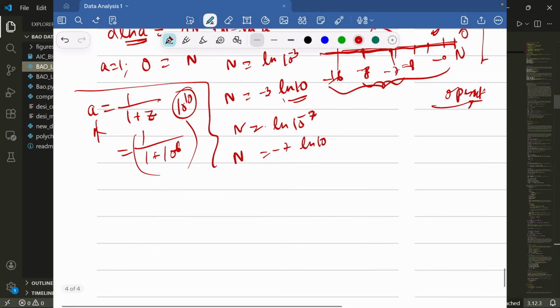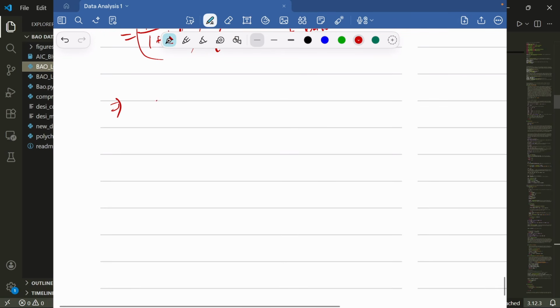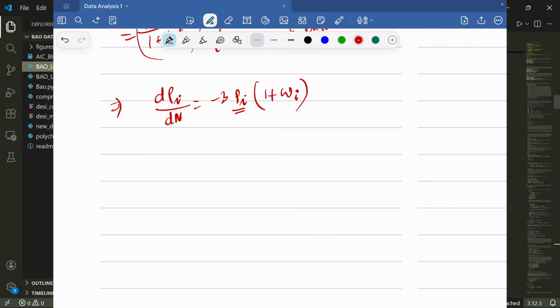What is my structure? My structure is d rho_i over dN is equal to minus 3 rho_i (1 plus omega_i). Now you may say that, oh, I can just divide by rho_i and I will find the solution. I am not going to do it in that way. Why? Omega_i is a constant, then you can do it. But what if omega_i becomes, let's say, dark energy?